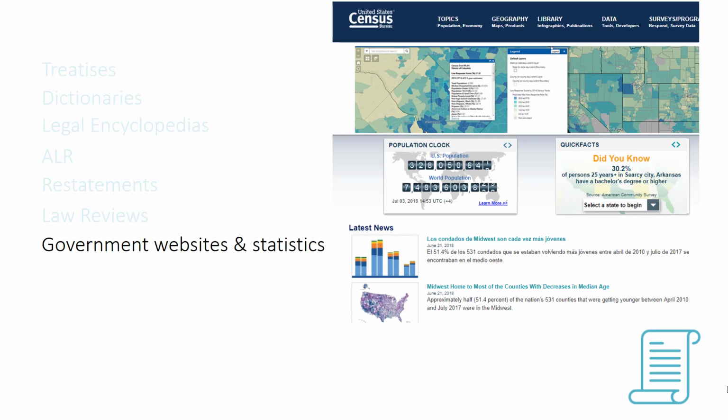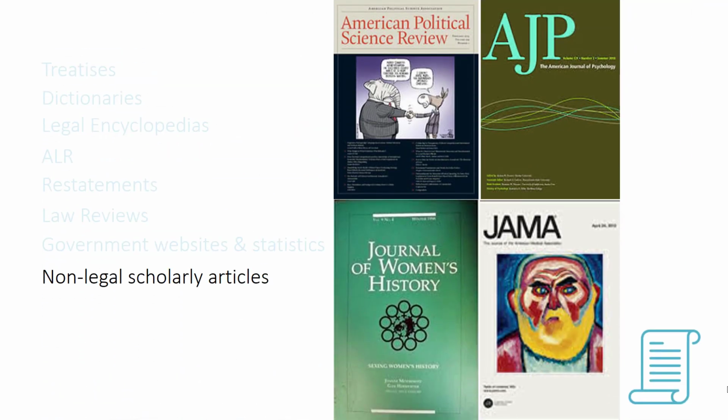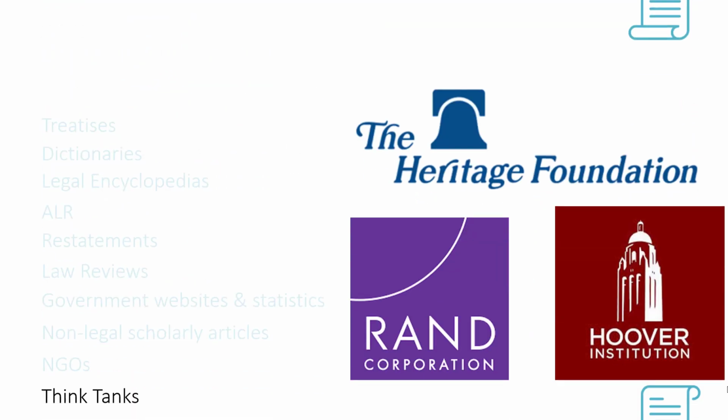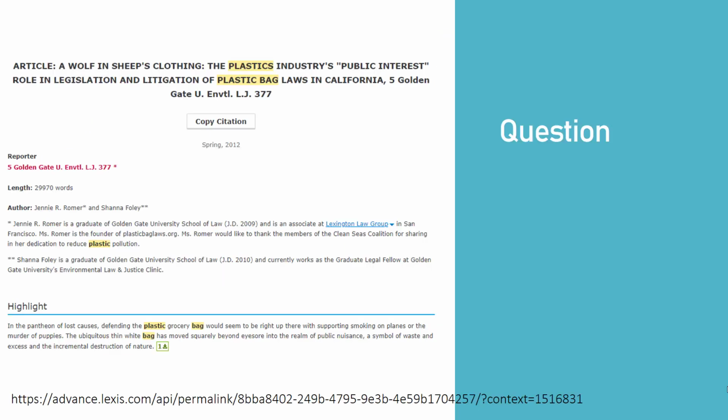Continuing with secondary sources, there are government websites and statistics, non-legal scholarly articles, for example, from a related discipline, such as political science, or interdisciplinary, such as women's studies. NGOs, non-governmental organizations. These are non-profit organizations that operate independently of any government. Typically, their purpose is to address social or political issues and problems. And think tanks. Think tanks are bodies of experts providing advice and ideas on specific political or economic problems. Now let's review some sources and see if we can identify what they are.